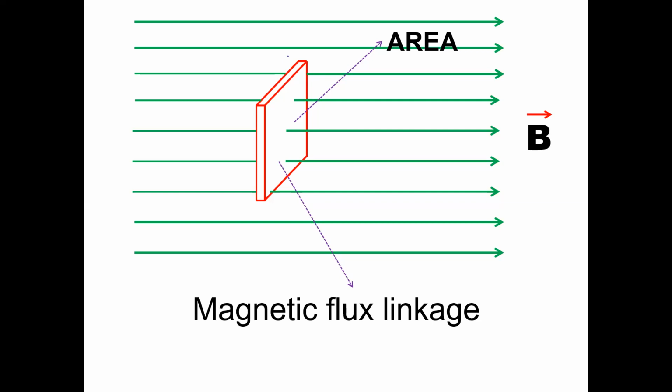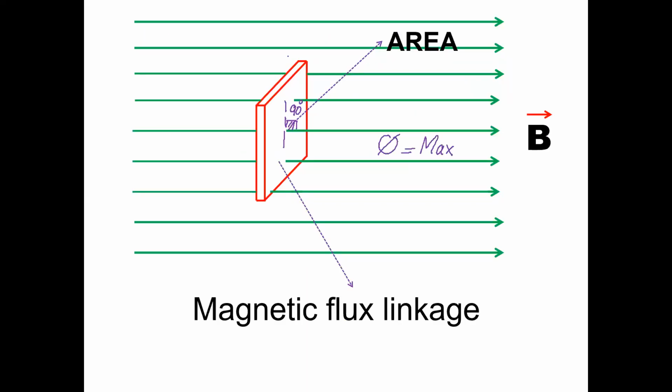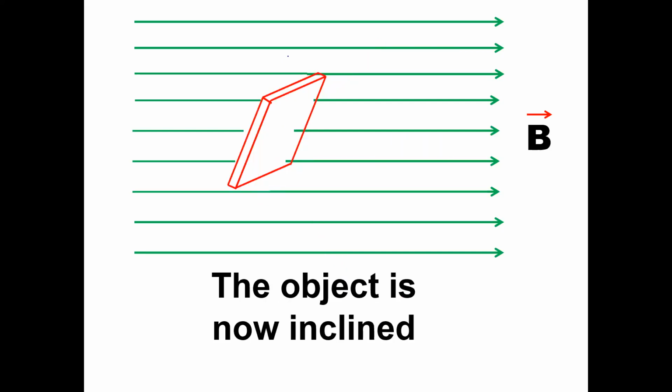Done, sir. So this diagram shows the idea that some flux is passing through the material, and that is called flux linkage. Now, flux linkage may change as the object moves. This is the vertical position. The flux is maximum. But when the object is inclined, you might have seen people moving their mobile phones when the signals are weak. They raise their hand and move the mobile. The signal changes because the flux linkage changes.